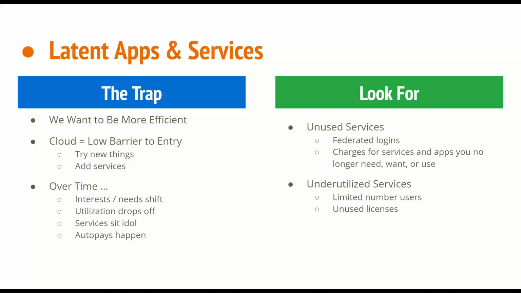Again, go into those federated logins as an administrator for Google Workspace or Microsoft 365. Look for charges for services and apps you no longer need, want, or use on credit cards, either company cards or if they're showing up on employee expense reports. Also look for underutilized services. There are times where we'll see that, when we first rolled out this planning tool, I think we had a dozen licenses for ourselves and our clients. By the time we were on our third project, only 3 people needed it, yet here we were maintaining those 12 licenses. And so sometimes you might just reduce licenses to get the scope down.